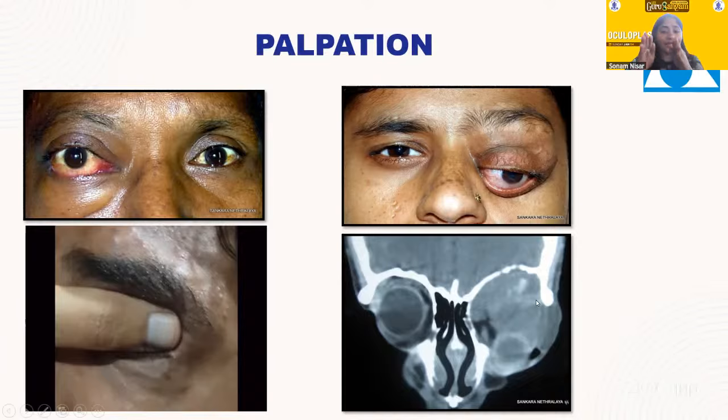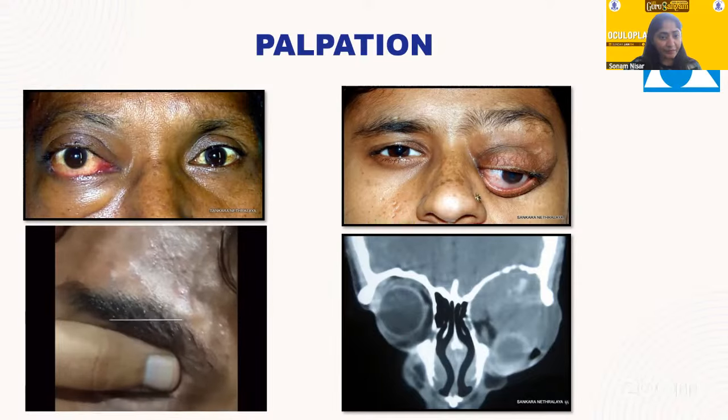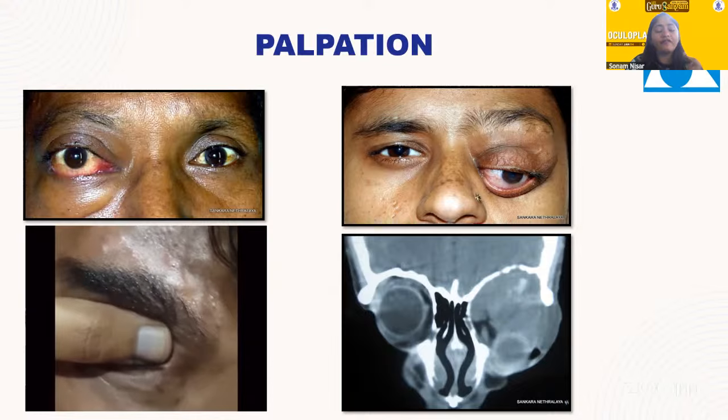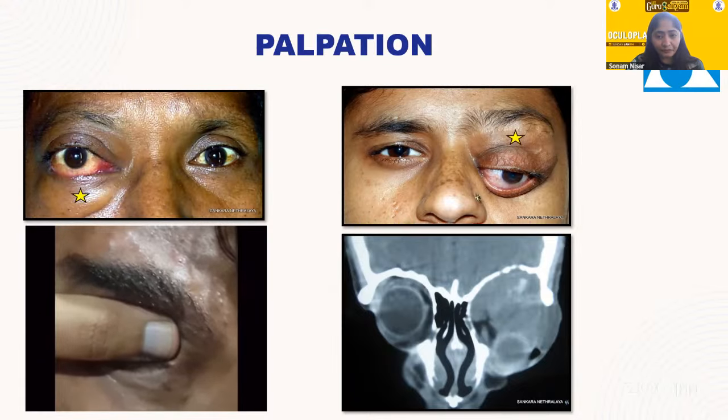You can see that there is an inferomedial globe dystopia. So definitely there is something in the superior temporal quadrant which is pushing the globe down and inside. So looking at the type of dystopia also will tell you approximately where your mass is located.